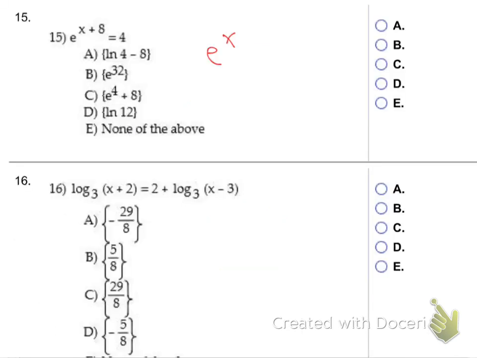All right, so e to the x plus 8 is 4. So what do we do to get rid of that e? We don't divide by it. We do the inverse function. Getting the hang of this? You do a lot of this in calculus, inverse functions. So ln both sides, boom.